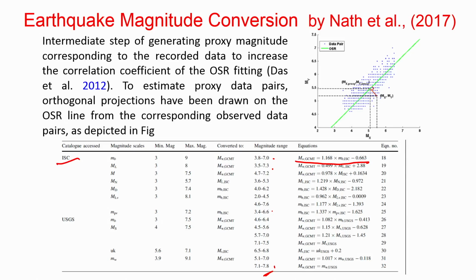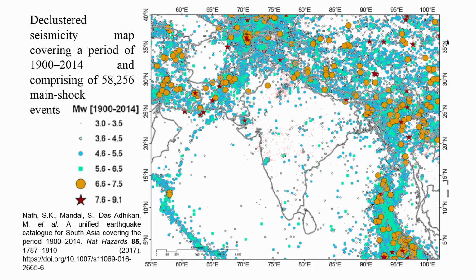They also took here the proxy magnitude concept, where they take this by considering the proxy of this point, applying a proxy magnitude concept for getting a better regression model. Okay, so to get a better regression model, what type of regression model they use also plays a major role in your conversion equation. So this is the earthquake after conversion and declustering.